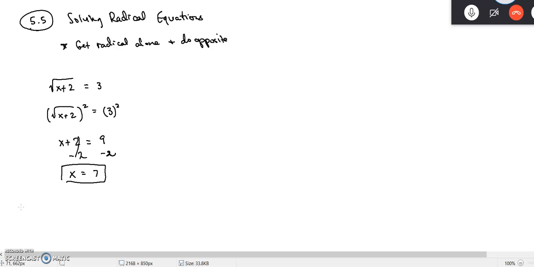Now, when you do these problems, you have to go back and check because you might have an answer that doesn't work in the original equation. So if we plug 7 back in, 7 plus 2 is 9, and the square root of 9 is 3, so that one does work.